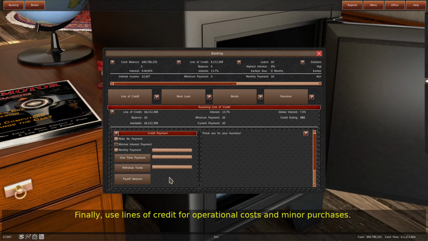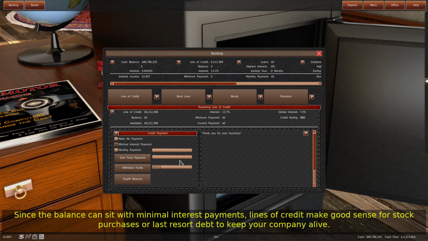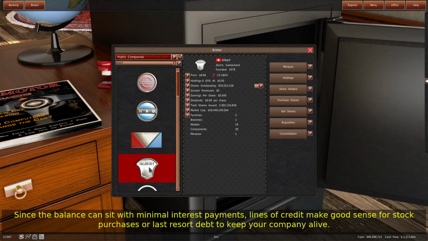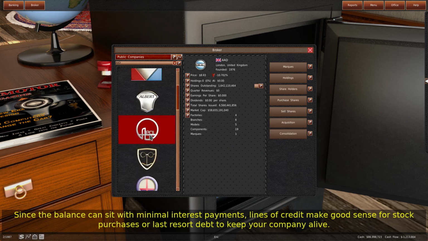Finally, use lines of credit for operational costs and minor purchases. Since the balance can sit with minimal interest payments, lines of credit make good sense for stock purchases or last resort debt to keep your company alive.